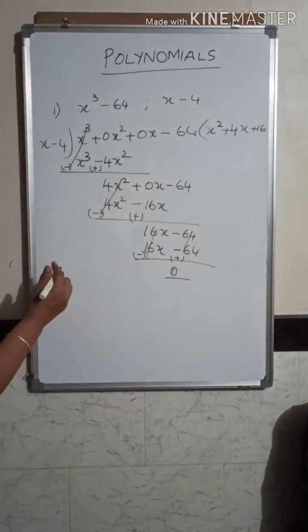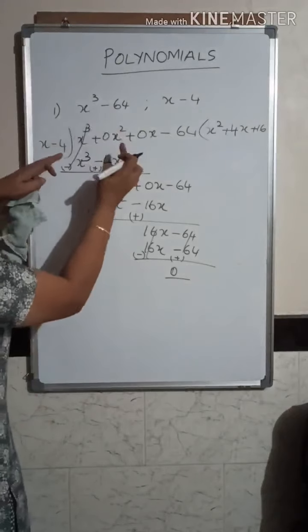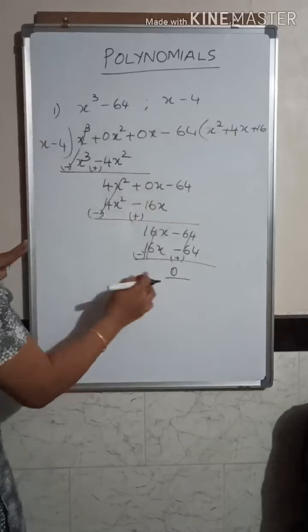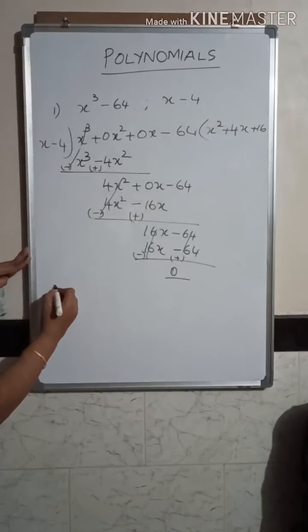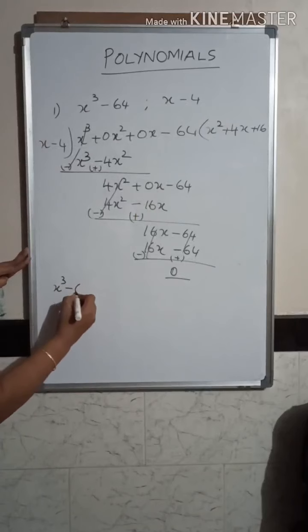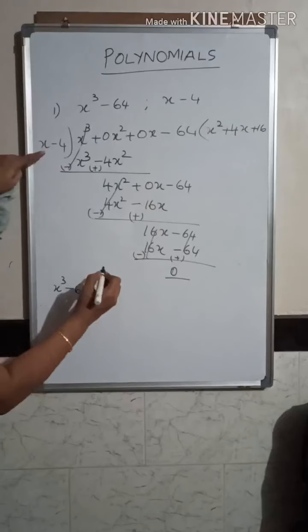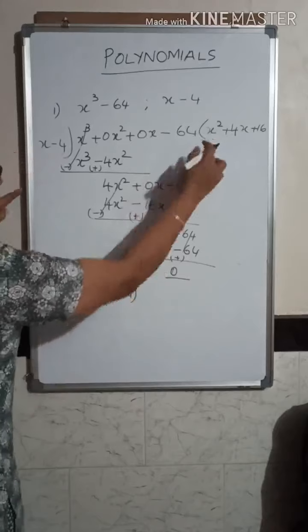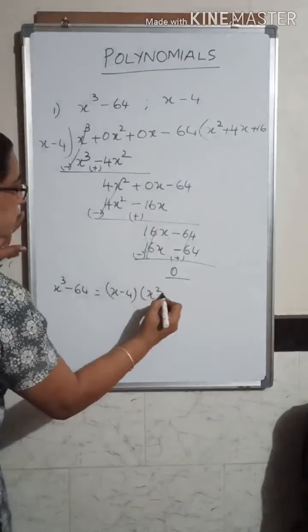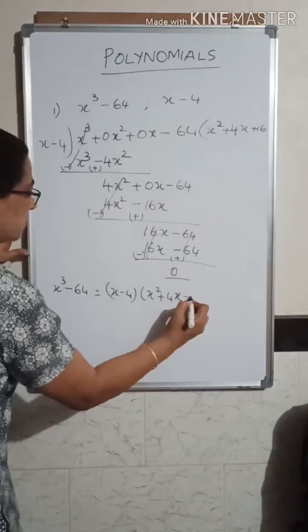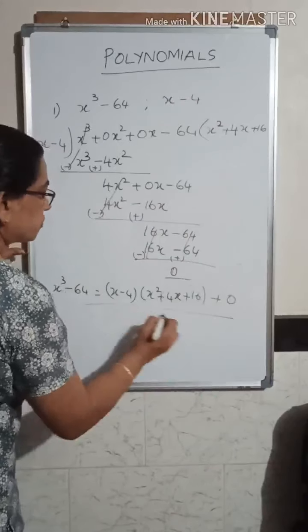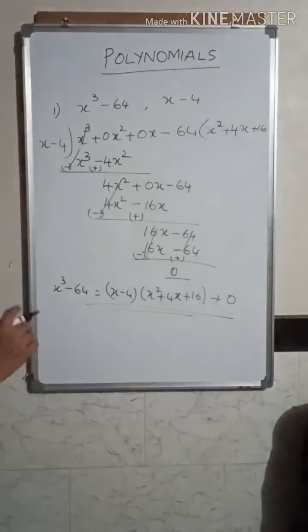Now writing it in the form dividend is equal to divisor into quotient plus remainder. So this is the dividend, this is the divisor, into quotient, plus remainder. So you can write that as x cube minus 64 is equal to divisor x minus 4 into quotient x square plus 4x plus 16, plus remainder 0. So this completes the division of the polynomial.